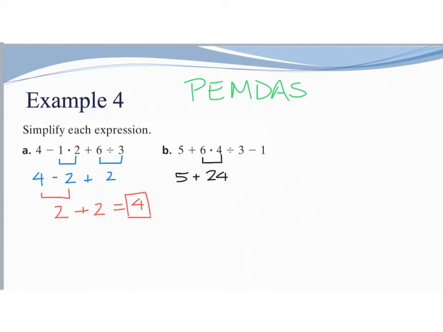So what I'm left with is 5 plus 24 divided by 3 minus 1. So then I'm going to go through and simplify the next step. And my next step is going to be to do my division. So 24 divided by 3 is 8. And I have 5 plus 8 minus 1. And now I can work left to right because I'm left with addition and subtraction, which are considered essentially equivalent operations. So 5 plus 8 is 13 minus 1, or I get an answer of 12.